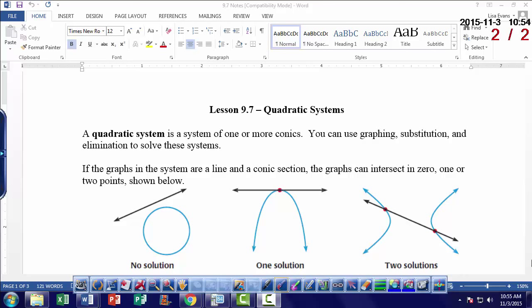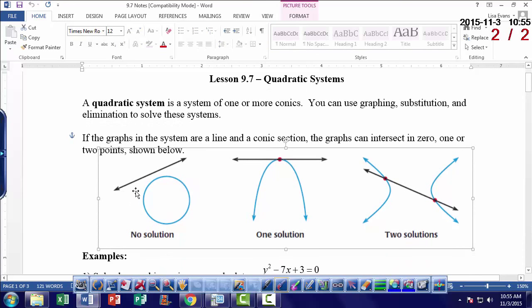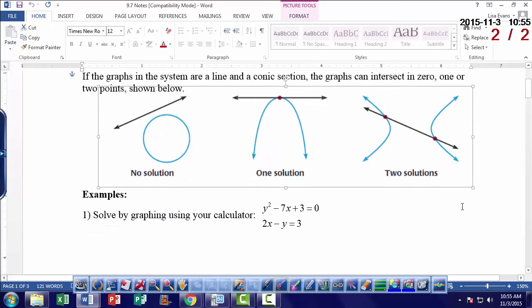If the graphs in the system are aligned in a conic section, the graphs can intersect in 0, 1, or 2 points. So these are examples below. If I have a line and a circle, the line doesn't have to be going through it. It can, it doesn't have to be. That would just be one example of no solution. This would be an example of one solution, where the line is just touching the figure in one spot. And this would be an example of two solutions, where we would have two answers.